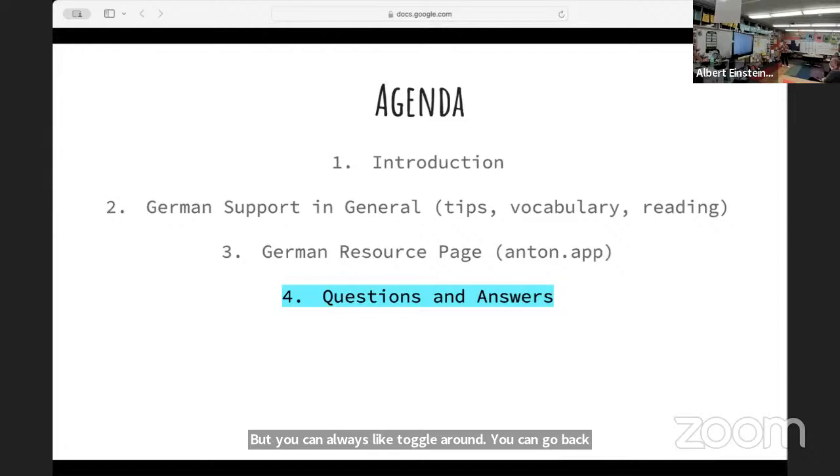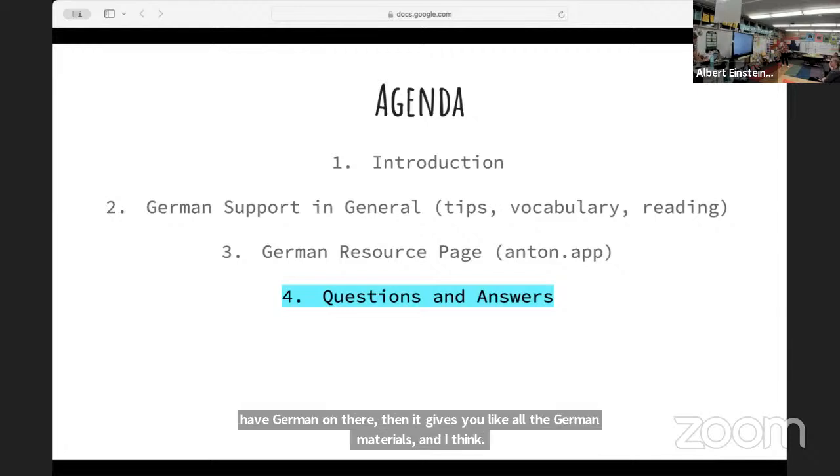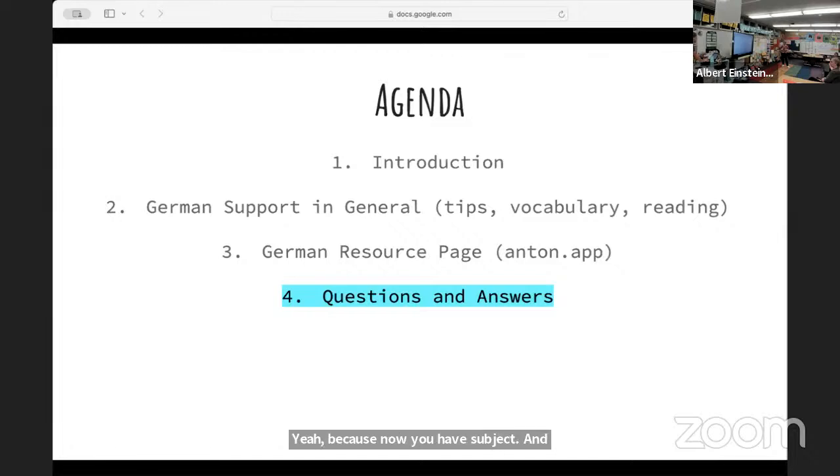So once you sign in, make sure that you play around with that language version. And when you do have German on there, then it gives you all the German materials. Now you have subjects, and this is the math kindergarten.